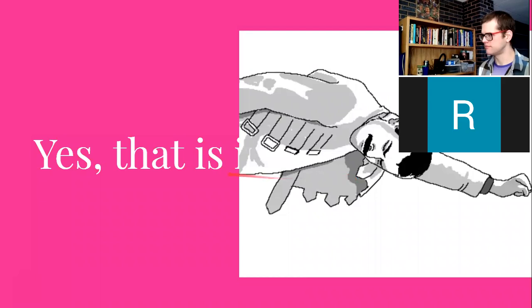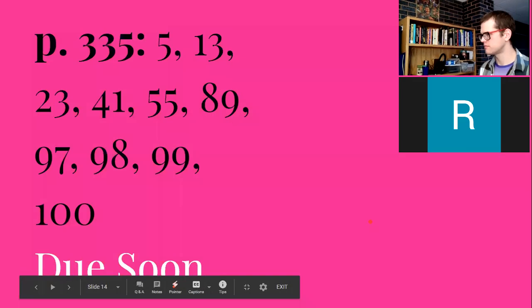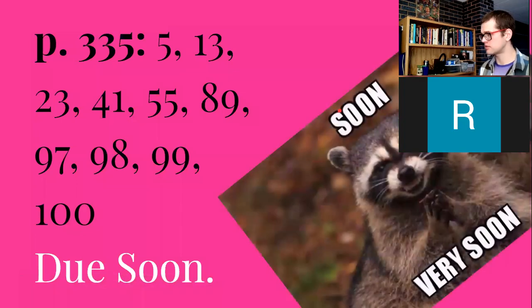Your graphing calculator can help you do some of this too. There's a draw inverse button on your calculator in Algebra 2. If you can go back and find that, it's helpful for sketching, but it's not a required thing. Here's your practice for inverses. It's due soon, very soon.